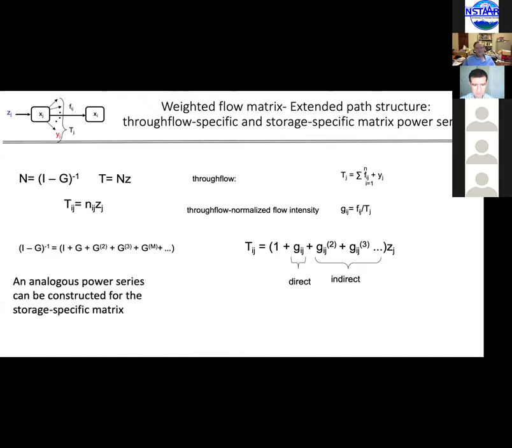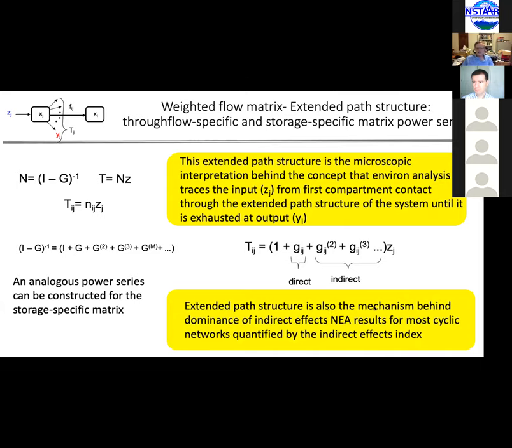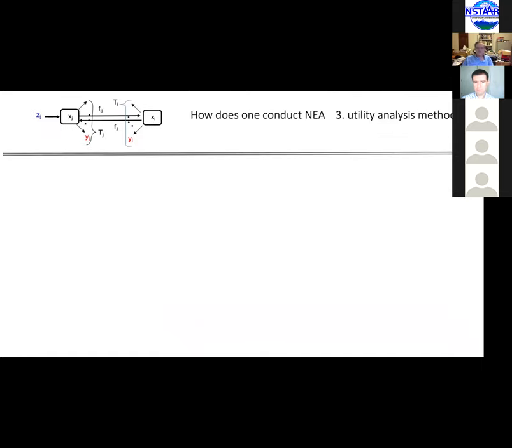So we can also do this for the storage. I'm not going to go into it, but the important thing is that this extended path structure is the microscopic interpretation behind the idea that an environment analysis traces the input from the first compartment where it comes in from outside the system through this extended path structure, the indirect path structure, until it's exhausted as output. Another piece of this is that the extended path structure is also the mechanism behind the dominance of indirect effects that NEA results show for most cyclic networks. Okay, and you'll be seeing that in the Econet portion of our bit.